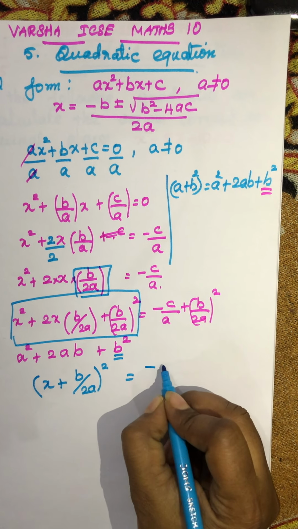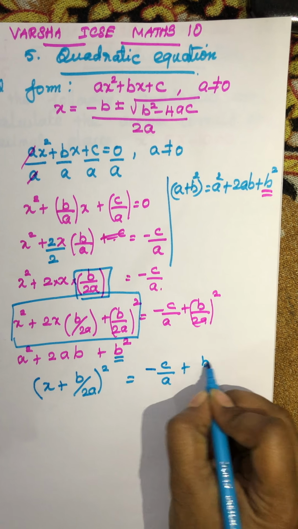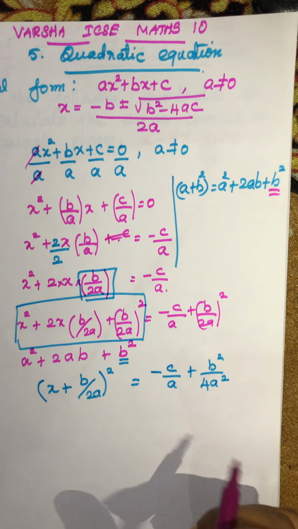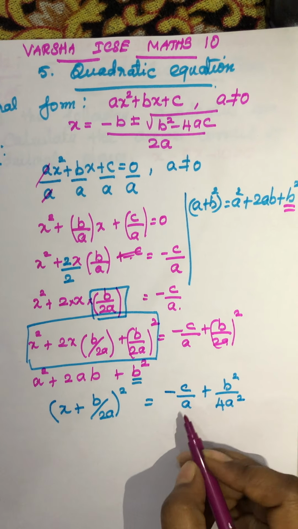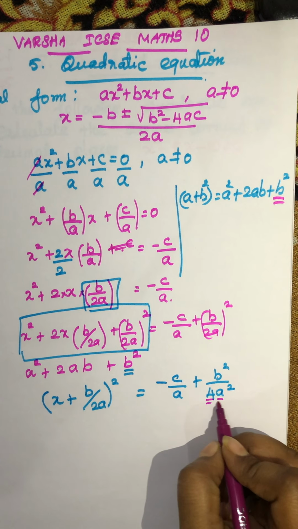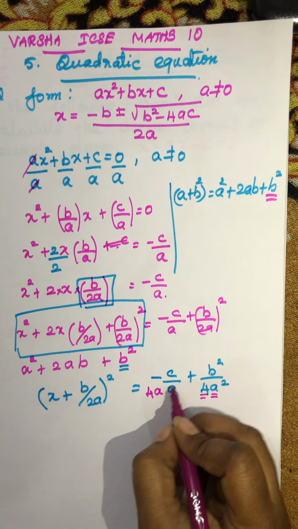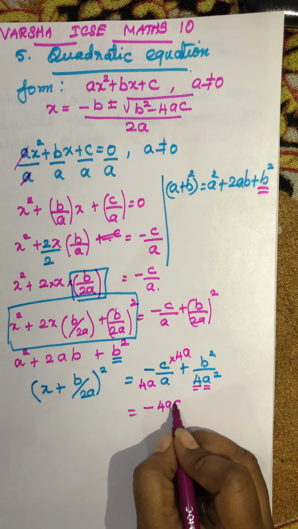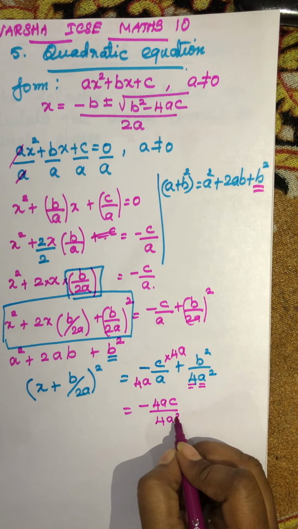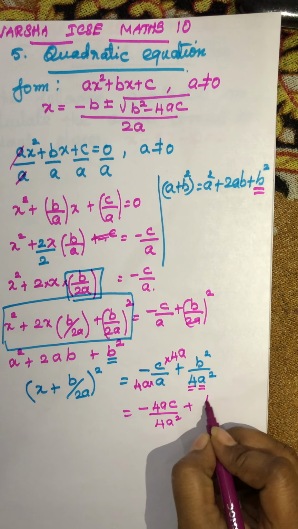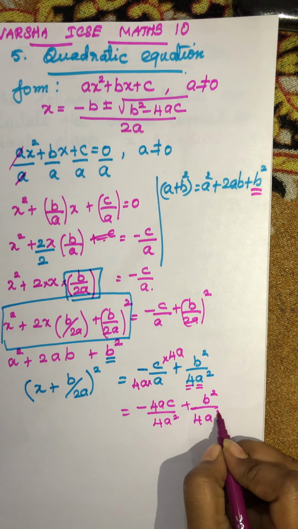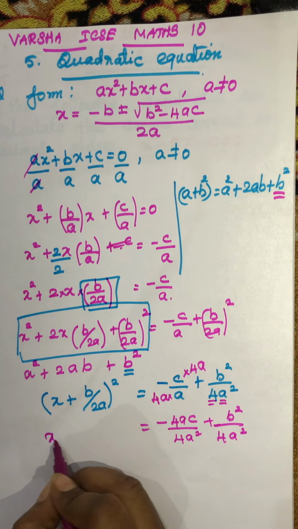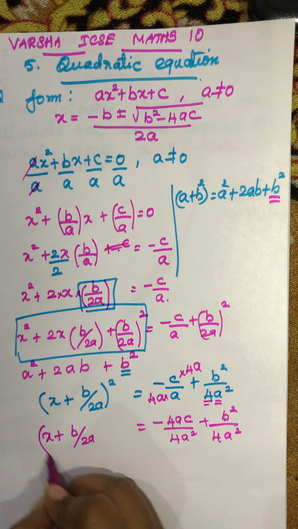Just to simplify here, this is c by a, this is b square by 4a square. So you have to simplify this. For that you have to take the LCM. So here 4a, one more a is here, so you have to multiply by 4a into 4a. So this is minus 4ac by 4a square, just multiplying, plus this is b square by 4a square. Okay, so do you understand this step? Yes. So this is x plus b by 2a the whole square.